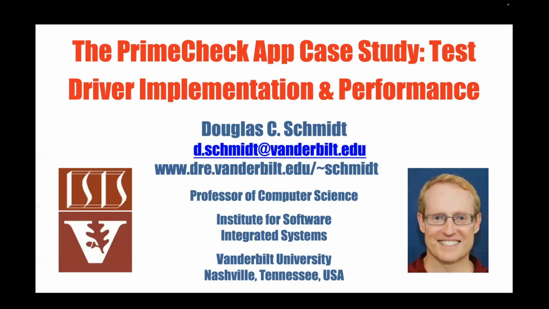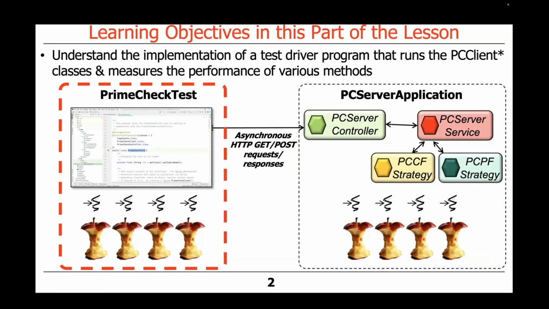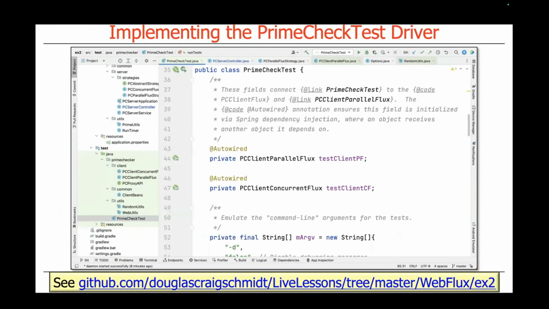So at long last, we can take a look at how the test driver is implemented, and we can also run everything and see how the test performs in the context of the test framework that we're using. And this will invoke the methods defined by the PC client Flux, parallel flux, and PC client concurrent flux proxy adapters. And then we're going to show how they make the calls back to the server. And you can get this, again, in the EX2 project in my WebFlux folder in my live lessons GitHub repository.